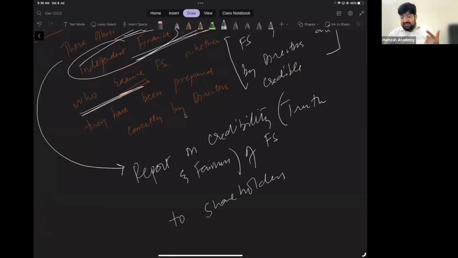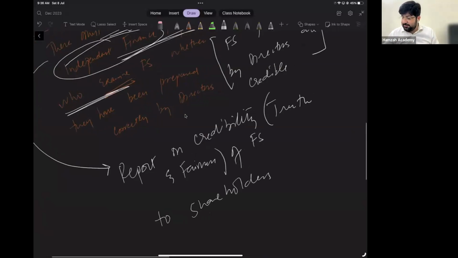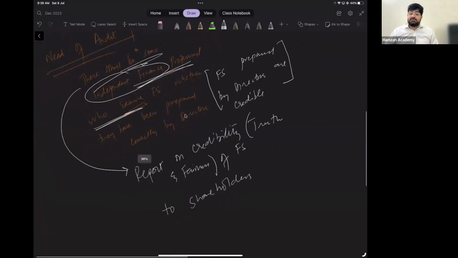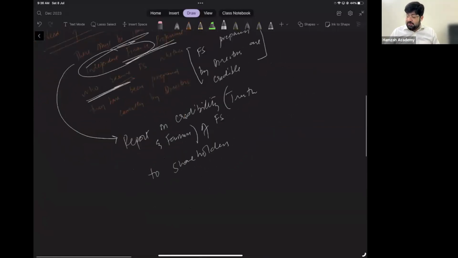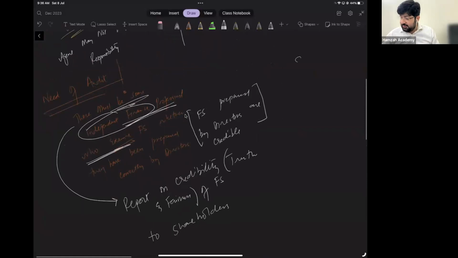So this is basically, students, why? Is it clear so far? Any confusion? Is it clear so far?